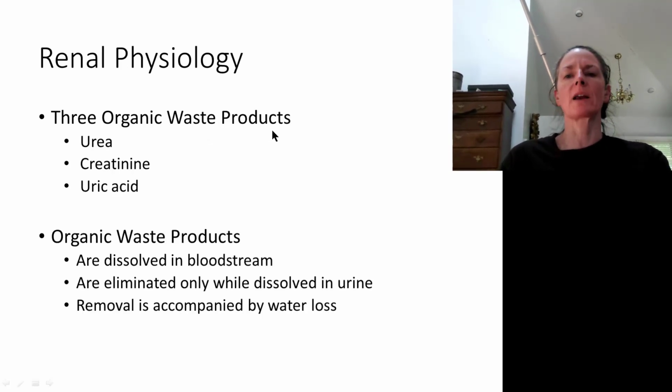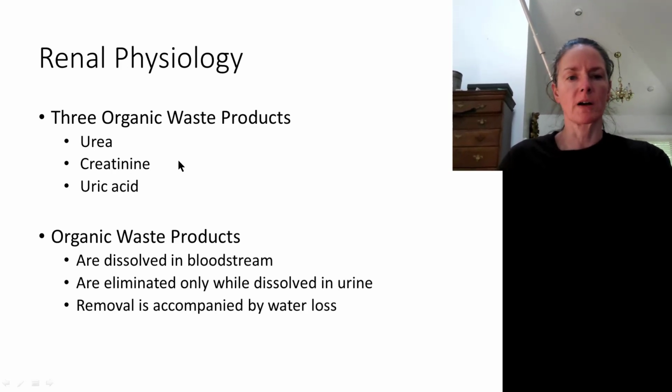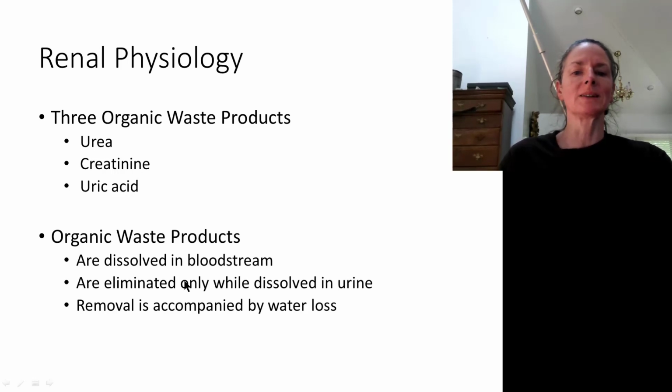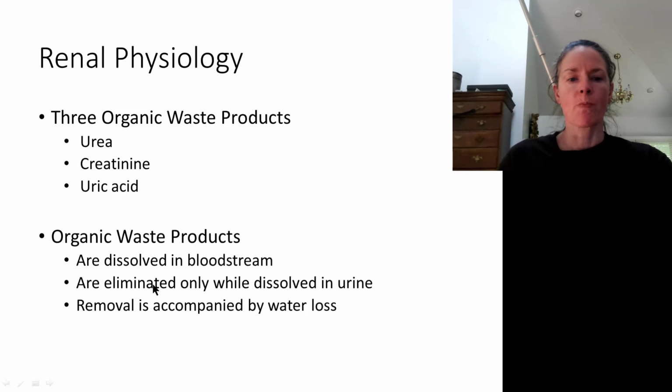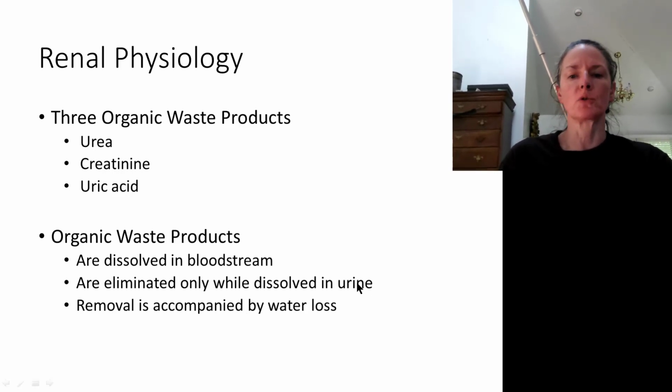All right, so we have 3 organic waste products that we're going to look at: urea, creatinine, and uric acid. Creatinine is going to be a breakdown of creatine phosphate, which is a muscle product. Urea is going to be coming from the deamination of amino acids, and uric acid is going to be the breakdown of RNA. So all of these organic wastes, which are dissolved in the bloodstream, will be eliminated through urine. And of course, since they have to be dissolved in some kind of fluid, water, that's why they can only be lost through the urine. So these are eliminated while dissolved in urine.